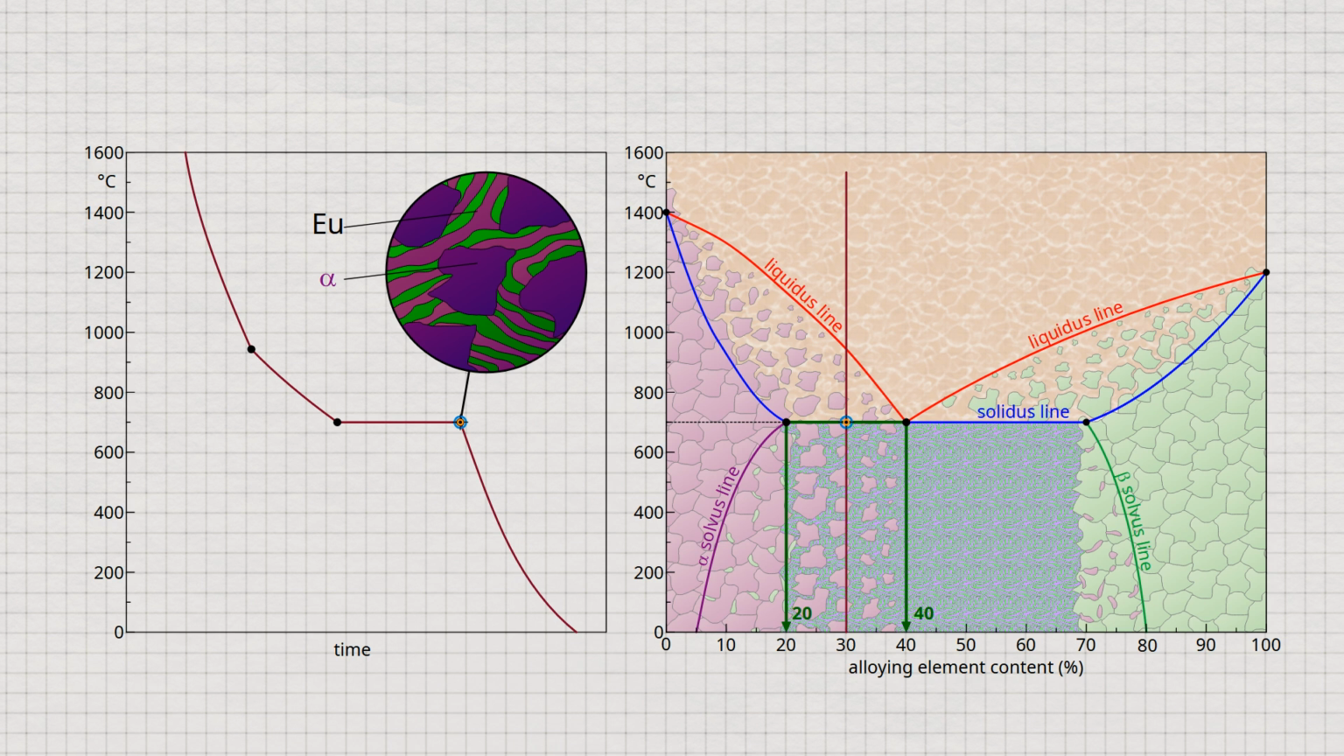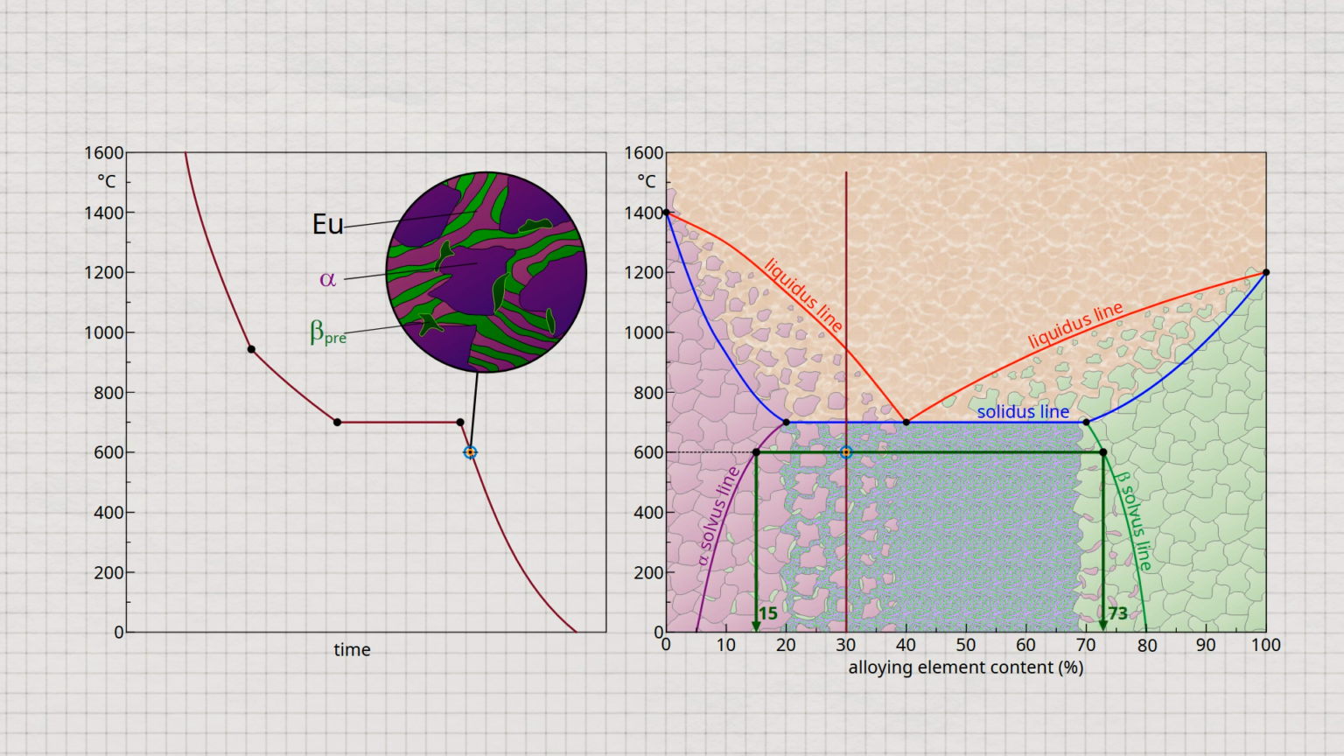After complete solidification, the alpha solid solutions, which were primarily precipitated from the melt, are maximally saturated with alloying element atoms. The alloying element content is 20%. With further cooling to 600 degrees Celsius, the maximum solubility drops to 15%, so that not all alloying element atoms can be dissolved in the base lattice of the alpha solid solution. The excess of alloying element atoms is precipitated in the form of beta solid solutions, so that the alpha solid solutions always remain maximally saturated. The composition of the beta solid solutions can be read from the respective solvus line. The beta solid solutions consist of 73% alloying element and 27% base material.